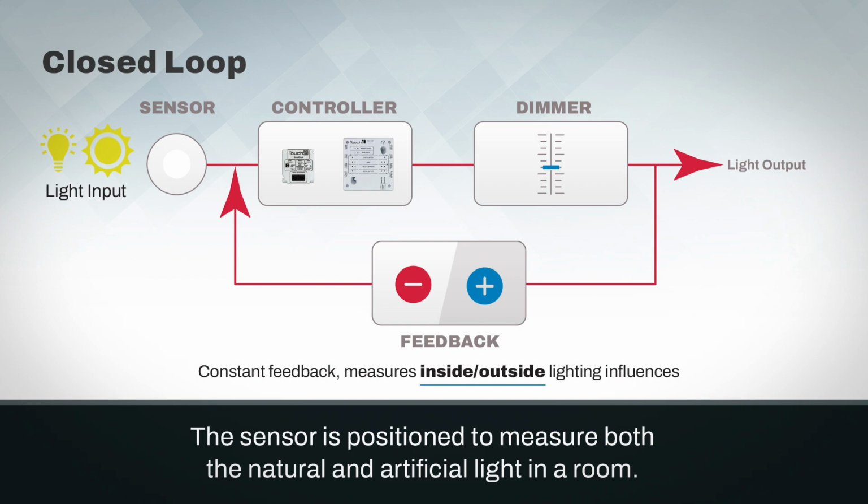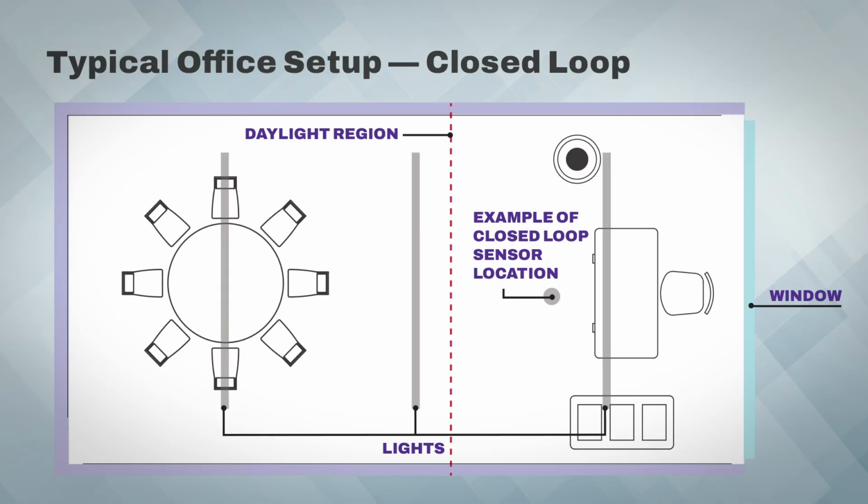There is an added portion of the control diagram, and that is the feedback loop. As the sensor measures the combination of the lighting influences, it can see what the actual light level in the room is doing, and this is why it's called a closed-loop system. Using a closed-loop system in our previous small office example, we can see that the daylight harvesting sensor is placed inside the daylight harvesting region so that it can measure both the natural light influence from the window and the artificial light influence from the fixtures.